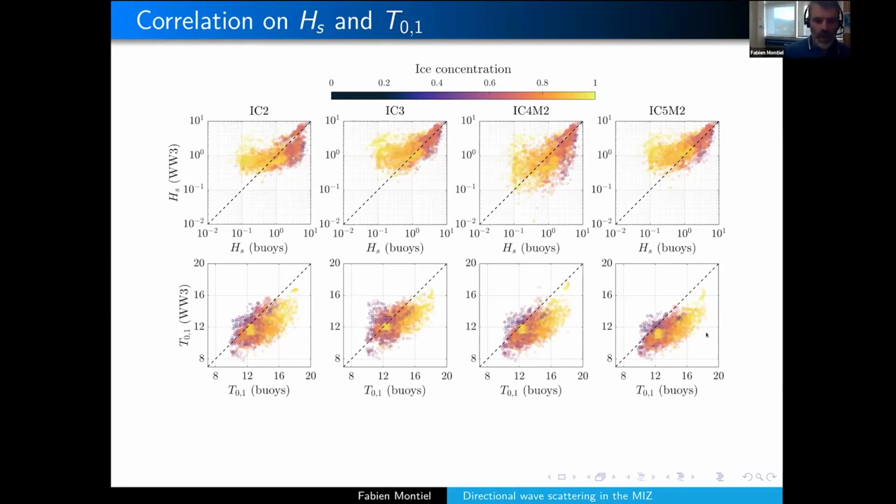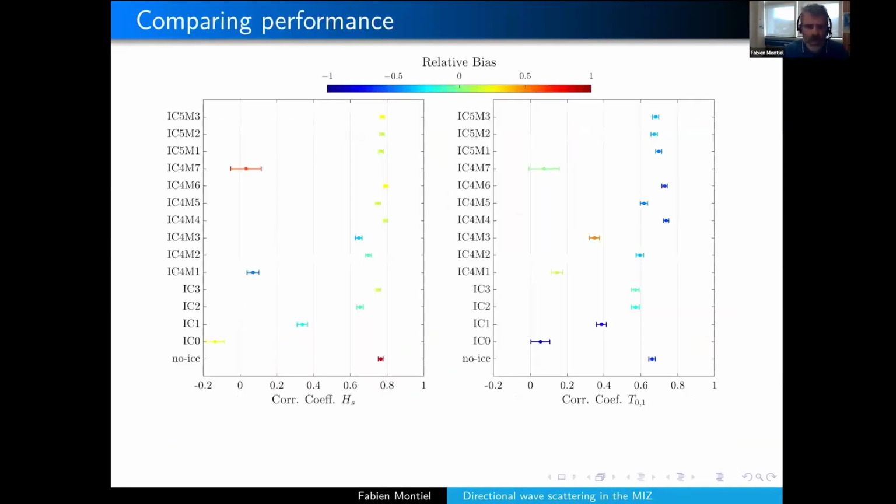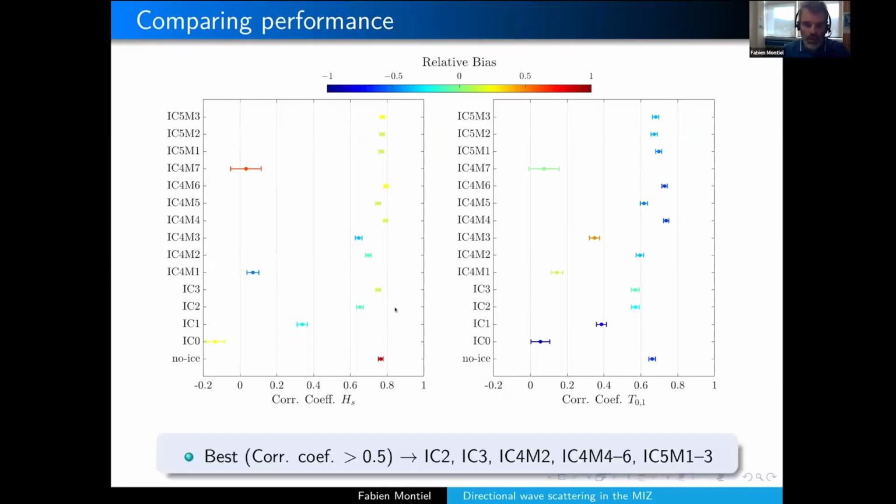And for the mean wave period, again, these results are consistent across the different model parameterizations, where especially at high concentration, the model seems to underestimate mean wave periods. So it seems like there are consistent biases which emerge at high ice concentration. Now if we look at the correlation coefficients, comparing all the models together, that's the result that we get. On the vertical axis, you have all the different models, including the no ice run at the bottom. On the horizontal axis are the correlation coefficients for significant wave height and mean wave period on the right. And what I've also included here is a measure of bias. That's the color.